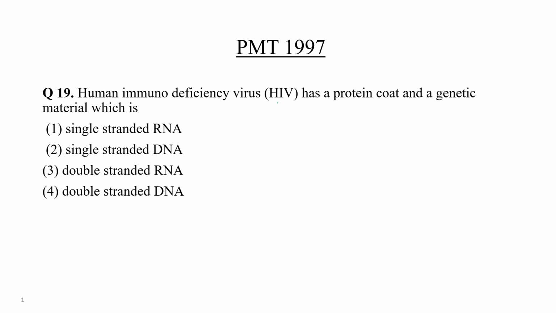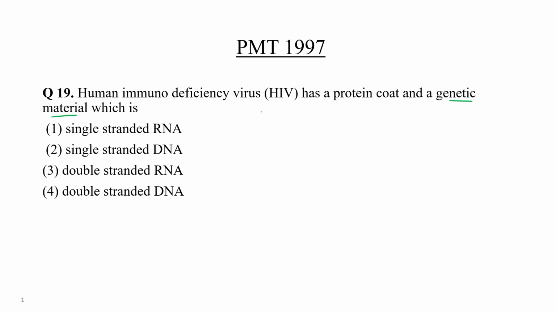Immunodeficiency virus, HIV, has a protein coat and a genetic material. Okay, genetic material of HIV virus. Is it single stranded RNA, single stranded DNA, double stranded RNA, or double stranded DNA? What kind of genetic material is this particular virus having?